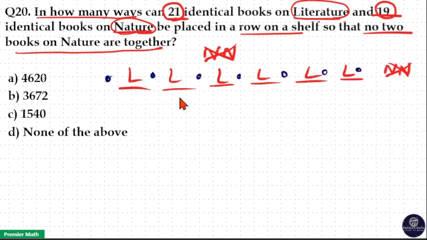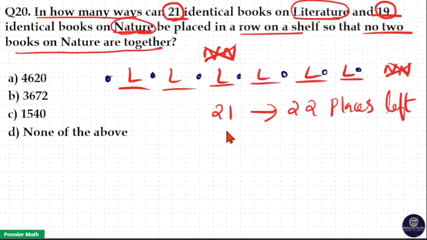That is, first we arrange the literature books, then we arrange the nature books beside these literature books. Now, when you have 1 literature book, you can arrange 2 nature books beside it. When you have 2 literature books, you can arrange 3 nature books beside it. Same way, when you have 21 literature books, you have 22 places left. That is, you can arrange 22 nature books beside these 21 literature books. But we only have 19 nature books.